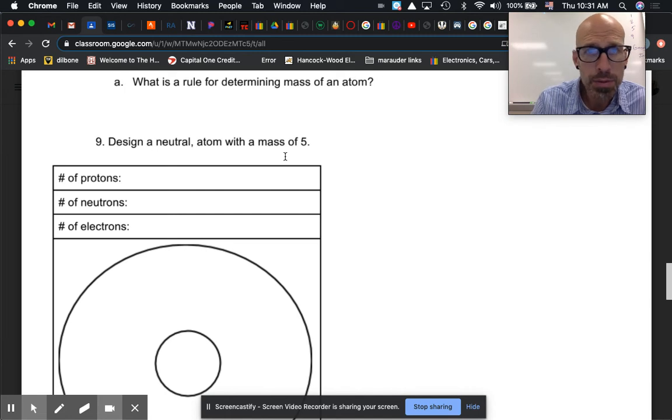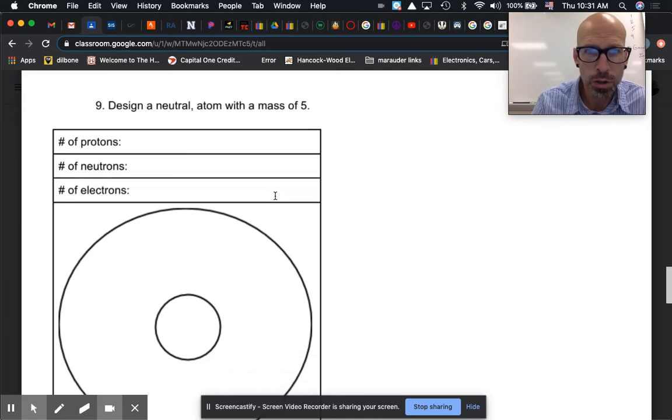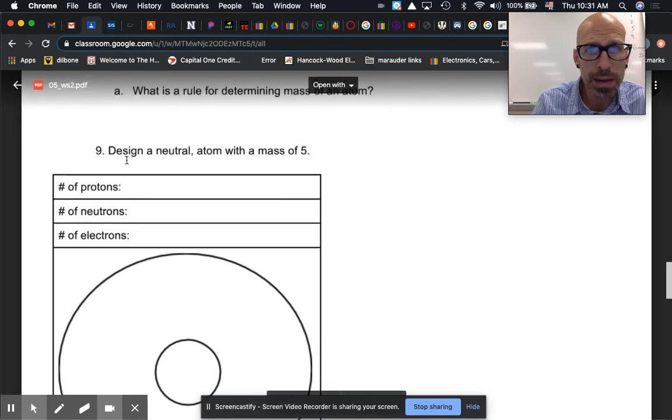Now, you have a few options here. But it has to have a mass of 5 and it has to be neutral. It doesn't say whether it has to be stable or not. It just says neutral with a mass of 5.